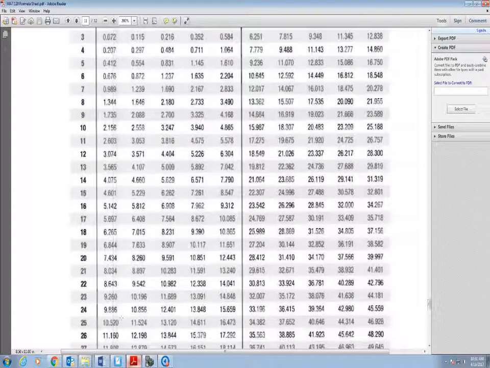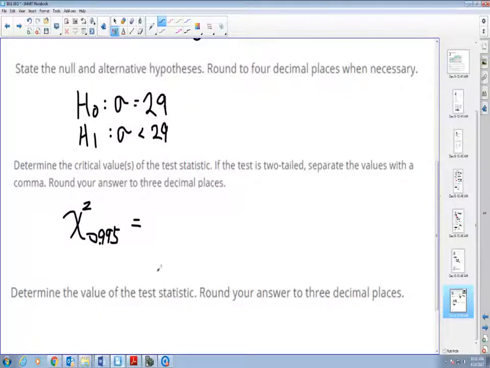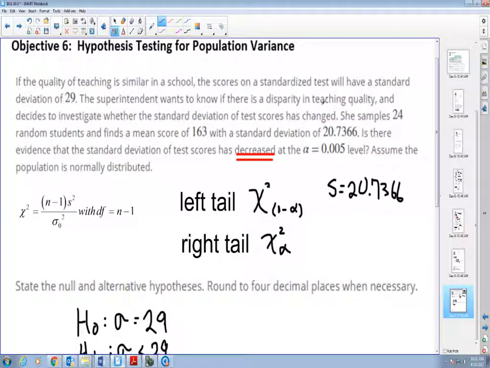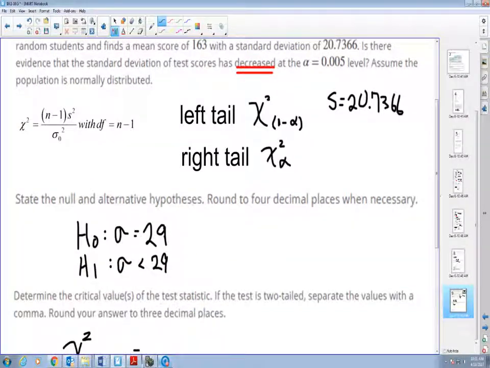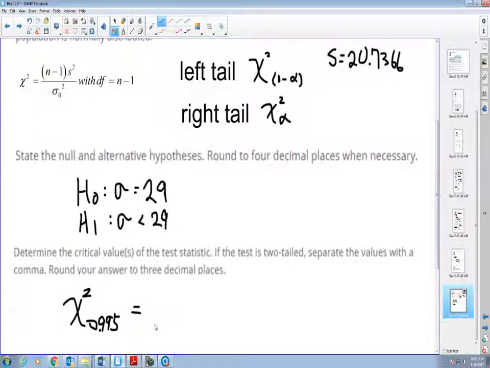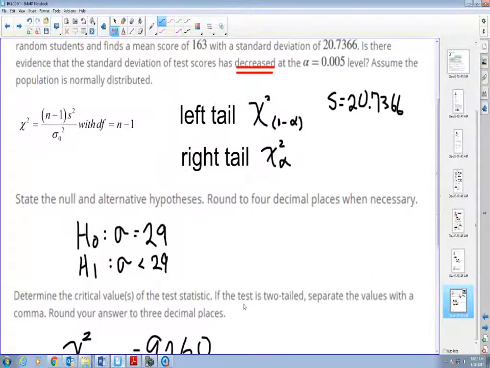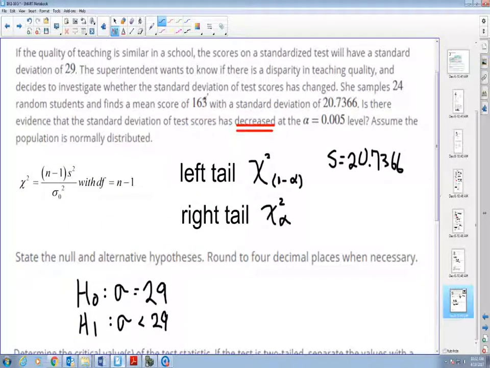162. Hold on a minute. I'm sorry. Not 162. Sorry about that. Sample size was what? Sample size was 24. I'm sorry, n is 24. 29 was the mean I'm testing. Sample size is 24. So degree of freedom is 23. 23, 0.995, 9.260. Sorry about that. I thought this 163 is the sample mean.